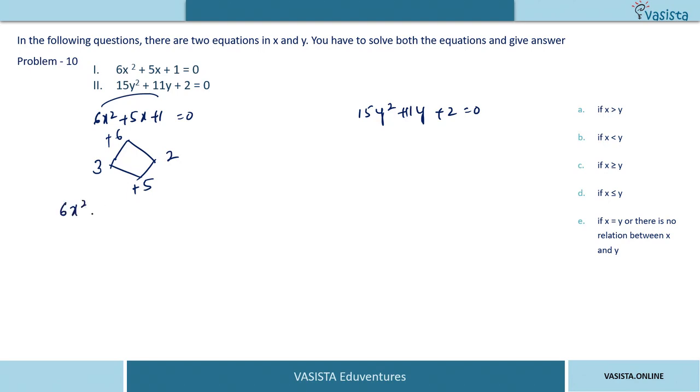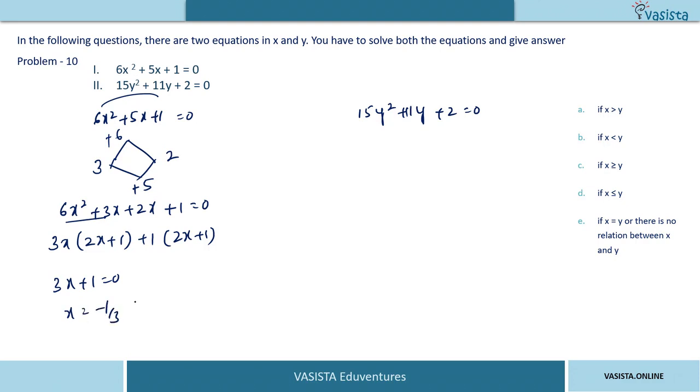Now, so simplify it here. Factorize it. 6x square plus 3x plus 2x plus 1 is equal to 0. Right? So now 3x you can take a common from this. That is going to be 2x plus 1. Similarly, plus 1 if you take, that is going to be 2x plus 1. 3x plus 1 is equal to 0 or x is equal to minus 1 by 3. Right? So 2x plus 1 is equal to 0 or x is equal to minus 1 by 2. We got these two answers as roots.